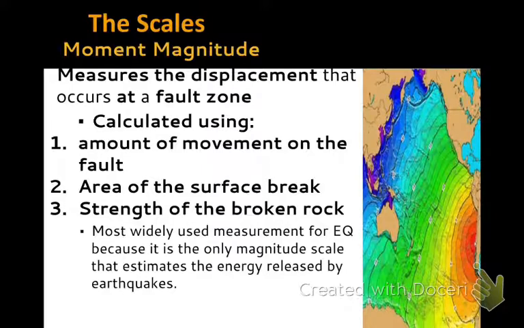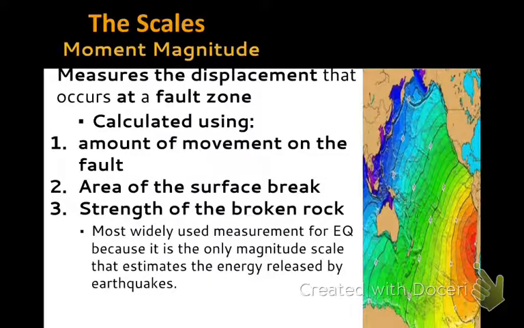But when they're looking at the displacement that happened on the fault line, they have to have 3 different things in mind. How much movement was there? Was there a lot of movement? Was there just a little bit of movement? Also, what was the area of the surface break? Did it just make one little crack down a line and move along that? Or did it actually break a ton of that surface surrounding it? And then the last thing they're going to look at, which is going to tell a lot, is how strong was the surface that it broke. Think about chalk versus a diamond.